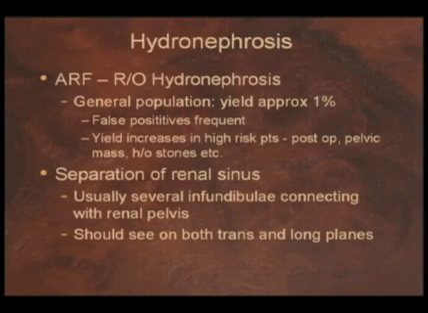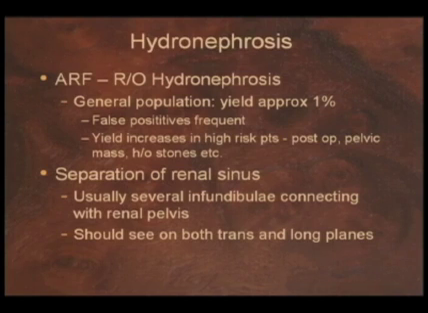Now, the most common indication for renal sonography is in patients with acute renal failure to exclude hydronephrosis. Now, in the general population, the yield of finding hydronephrosis in this clinical situation is only about 1%. And unfortunately, false positives are relatively frequent. So even when patients don't have renal obstruction, mild hydronephrosis is seen. Now, the yield of sonography increases significantly if you only look at high-risk patients. And those are patients that are postoperative from abdominal surgery, have a history or physical examination findings consistent with a pelvic mass, have a history of kidney stones, etc.